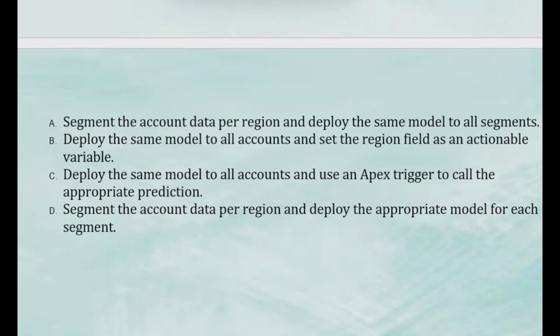Option A, segment the account data per region and deploy the same model to all segments. Option B, deploy the same model to all accounts and set the region field as an actionable variable. Option C, deploy the same model to all accounts and use an Apex trigger to call the appropriate prediction. Option D, segment the account data per region and deploy the appropriate model for each segment.